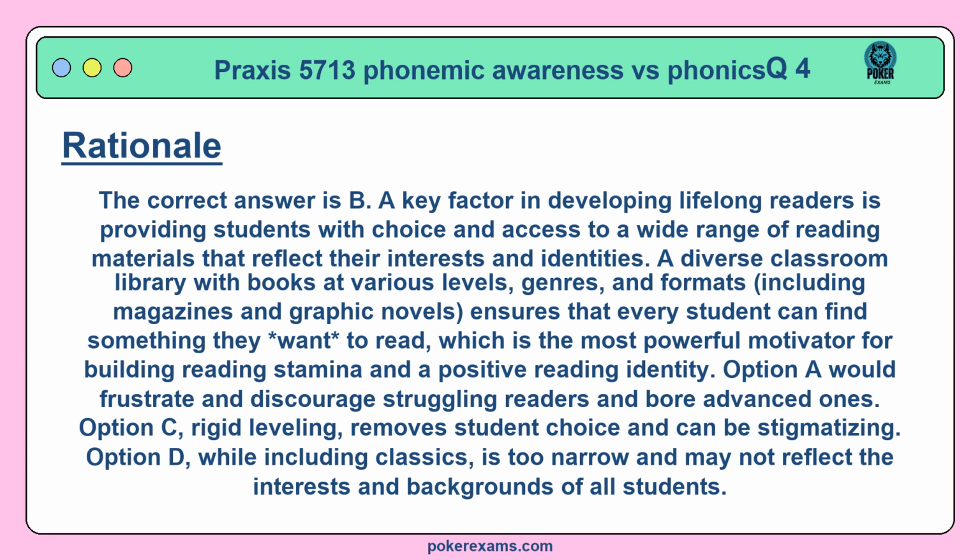positive reading identity. Option A would frustrate and discourage struggling readers and bore advanced ones. Option C, rigid leveling, removes student choice and can be stigmatizing. Option D, while including classics, is too narrow and may not reflect the interests and backgrounds of all students.